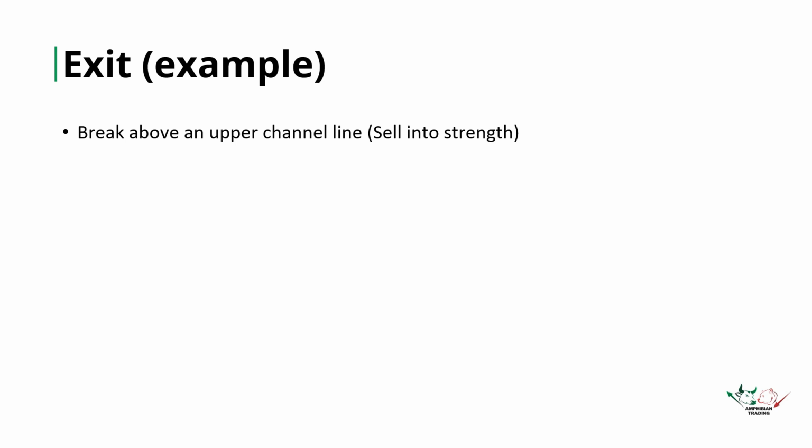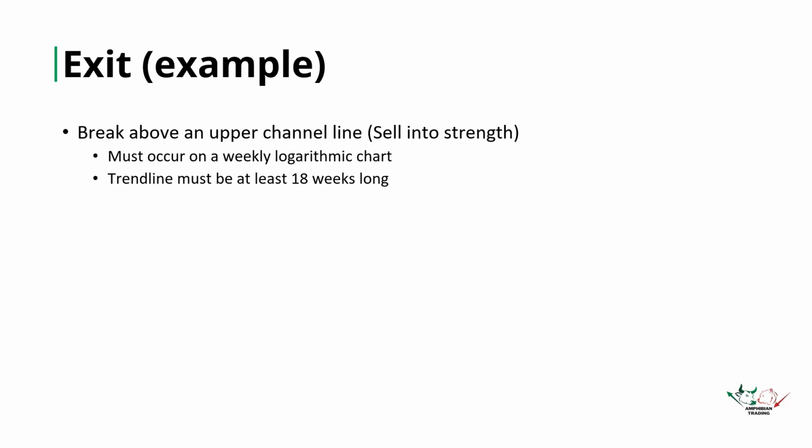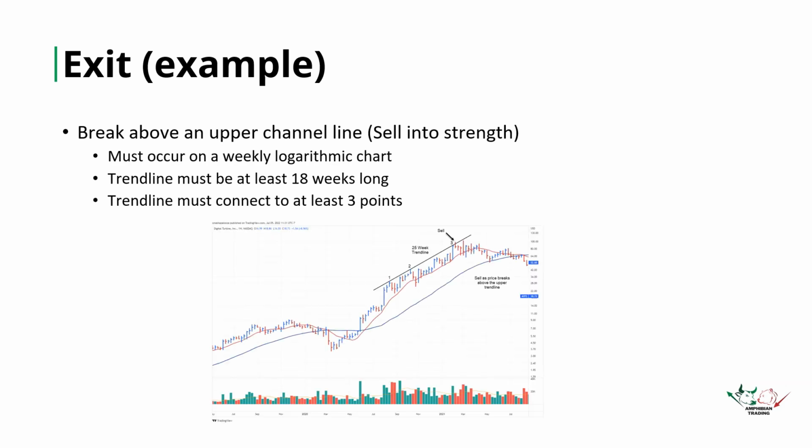So here I have it must occur on a weekly logarithmic chart. The trend line must be at least 18 weeks long, and it must connect to at least 3 points on the chart. And then I have a screenshot of an example. So with this, my trigger would be to sell my shares as price moves above that trend line.